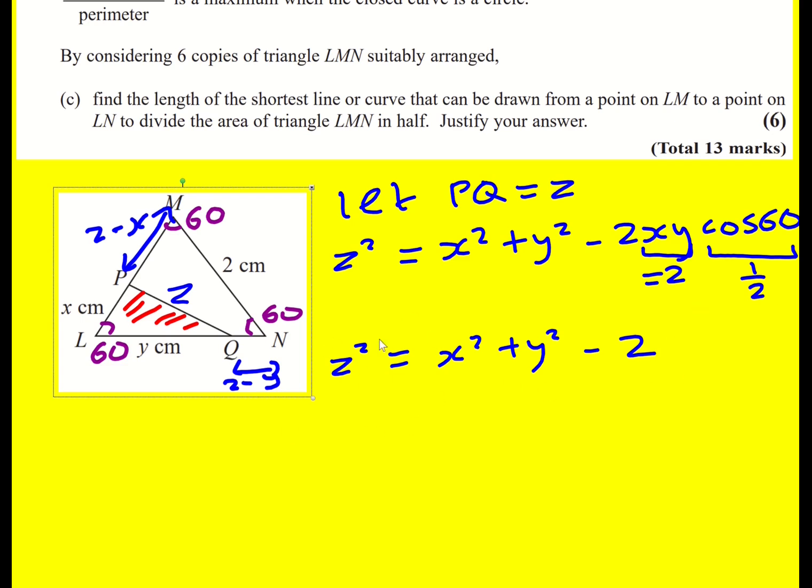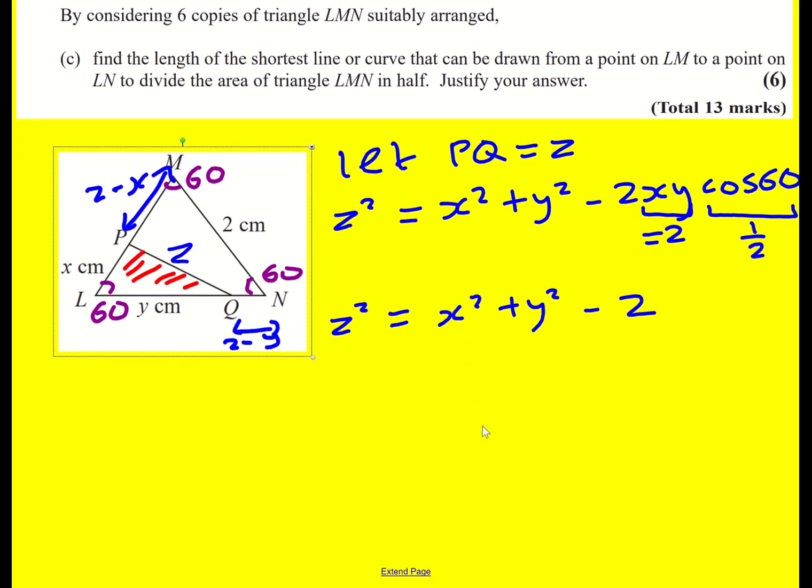Right, but how do we minimize this? Well, we want to differentiate z with respect to either x or y. Now, I normally go for x because I'm just sort of used to doing that. Now, we can't do that yet because remember, y is a function of x, and so we need to replace it. We can do that by, again, using xy is equal to 2. So it must be that y is equal to 2 divided by x. And therefore, z squared is going to be x squared plus y squared, which will be x squared plus 4 over x squared minus 2.